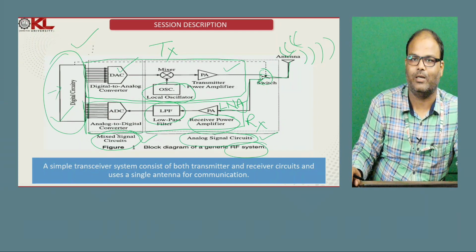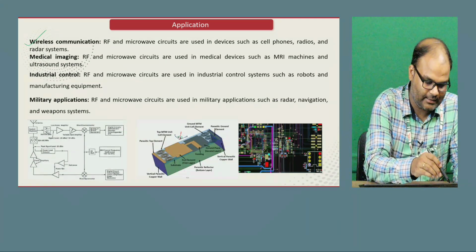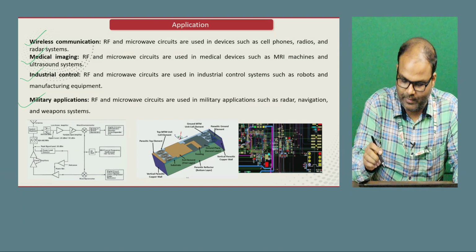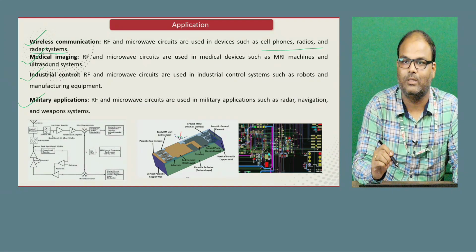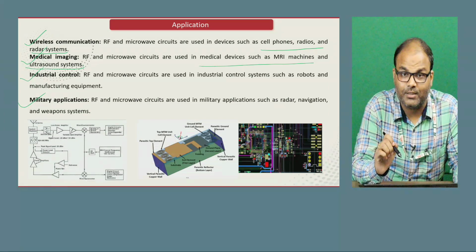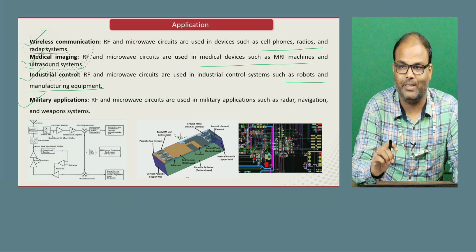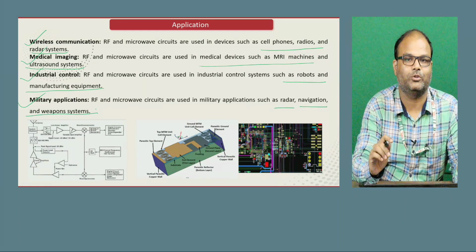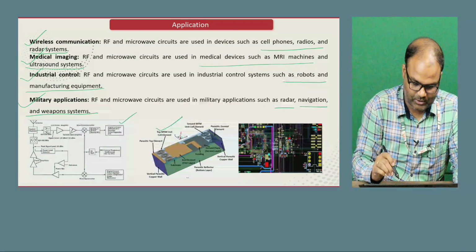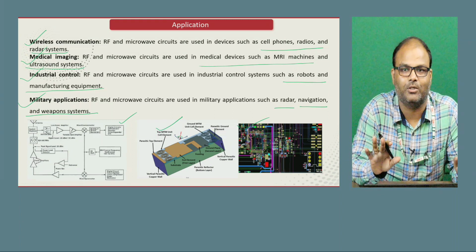So this is the RF system we discussed. Now what are the applications? We use it in wireless communication, medical imaging, industrial control, and military applications. Wireless communication means cell phones, radios and radar systems. Medical imaging means MRI machines or ultrasound systems. Industrial control means controlling robots and manufacturing equipment. Military systems means radar, navigation and weapon systems. These figures I have taken from Google, so the copyright of these figures belongs to Google only.